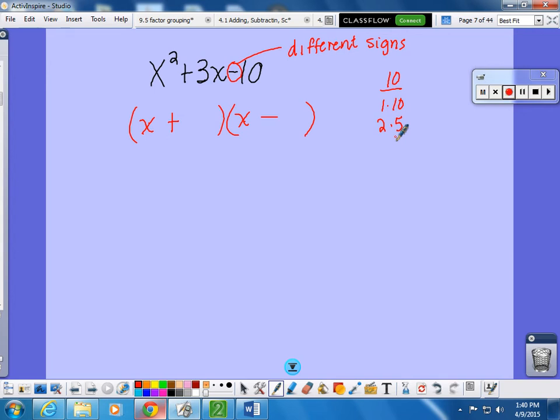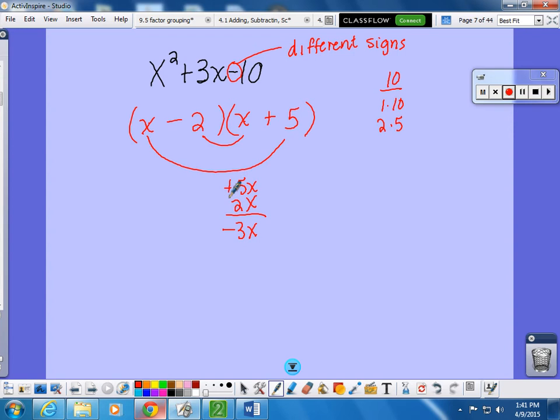Now don't copy this down because I'm going to miss it on purpose, okay? I'm missing this on purpose to show you something, making a point here. If I do outer and inner, I get the right number but the wrong sign. I need it to be positive. So anytime you're working a problem where you get the right numbers but the wrong signs, all you have to do is switch your signs.